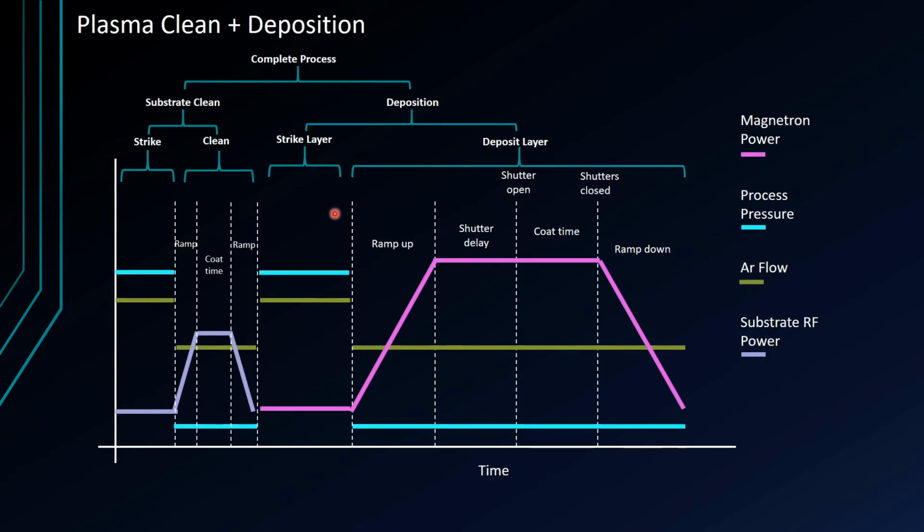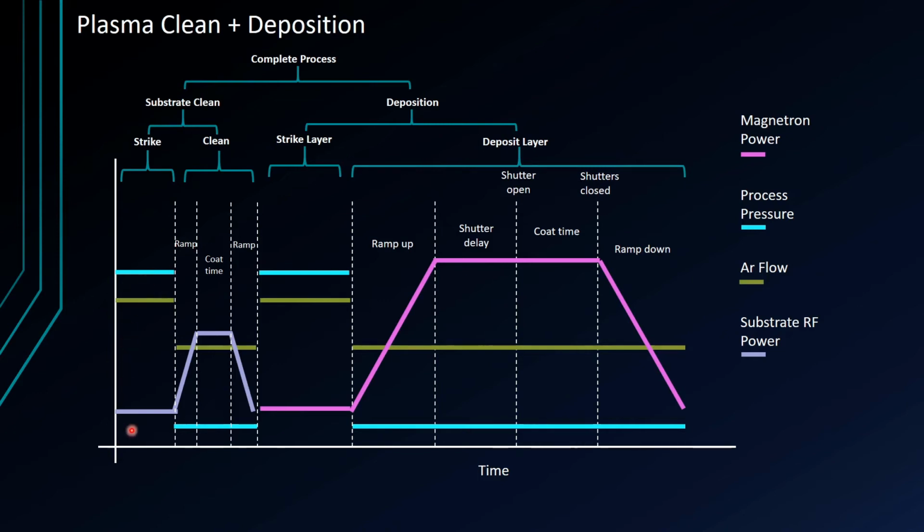So what does this look like if we add something like that to the beginning of a deposition layer? If we look from a top-down sort of way, we've got our complete process, which consists of a substrate clean and a deposition sub-process. In our substrate cleaning process, we've got 2 layers. We've got a strike and a clean layer. Those were the 2 examples I had just shown.